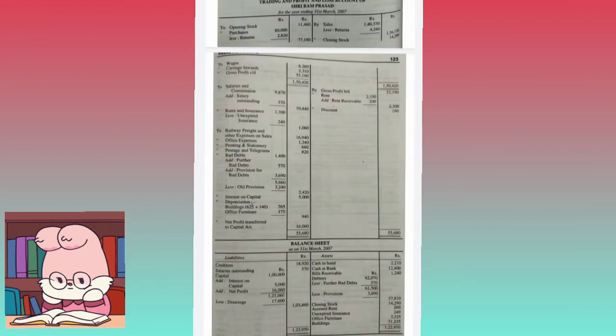Capital, take to the liabilities and deduct the drawings of 17,600 from the capital. For the capital we have an adjustment: interest on capital 5%. So 5% of 1 lakh comes to 5,000. Add this to the capital and take it to the debit side of the P&L account because it is an expenditure. Purchases on the trading debit side, and sales on the credit side of the trading account.